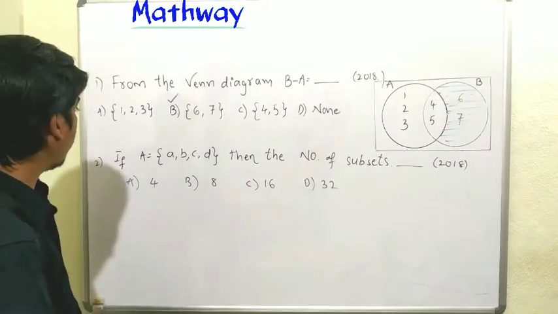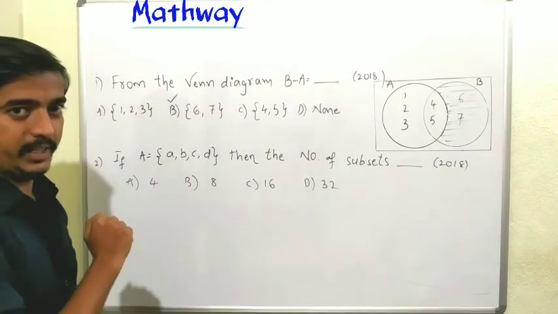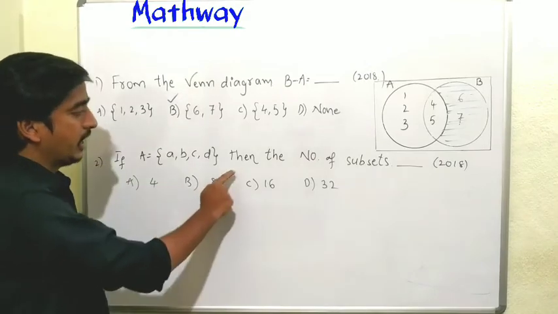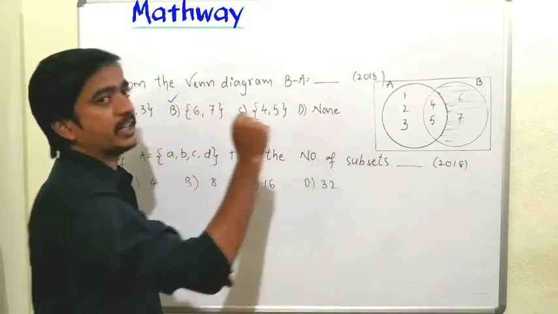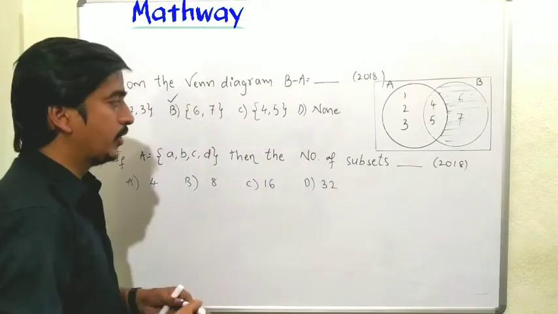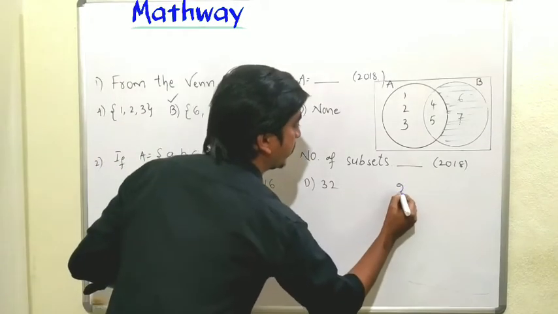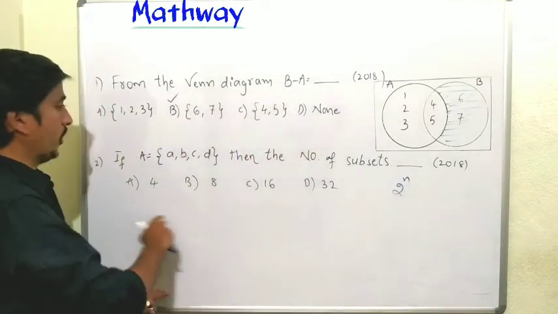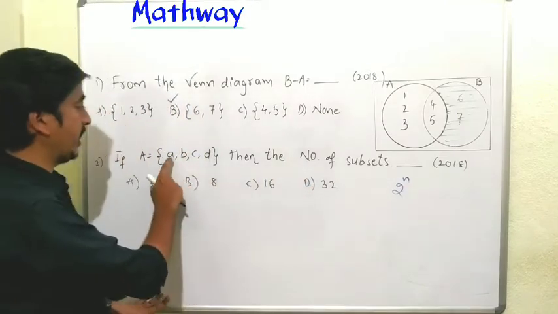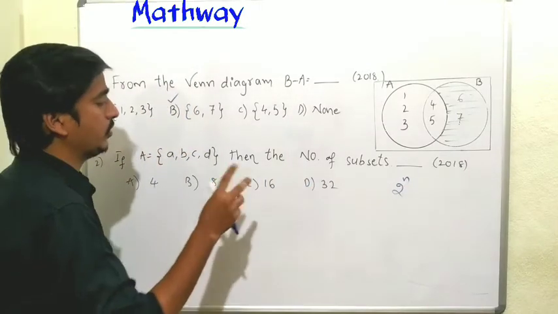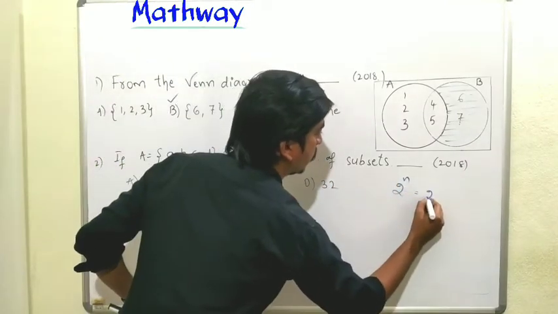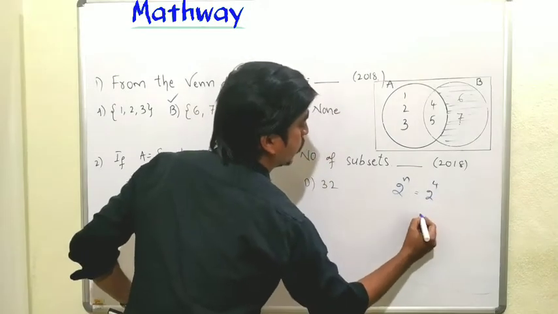Second question. If A equals {A, B, C, D}, the 4 elements are there, then the number of subsets? How to find the number of subsets? Using the formula 2 power n, where n is the number of elements. How many elements are here? 4. So the n value is 4. So 2 power 4. What is the 2 power 4 value?